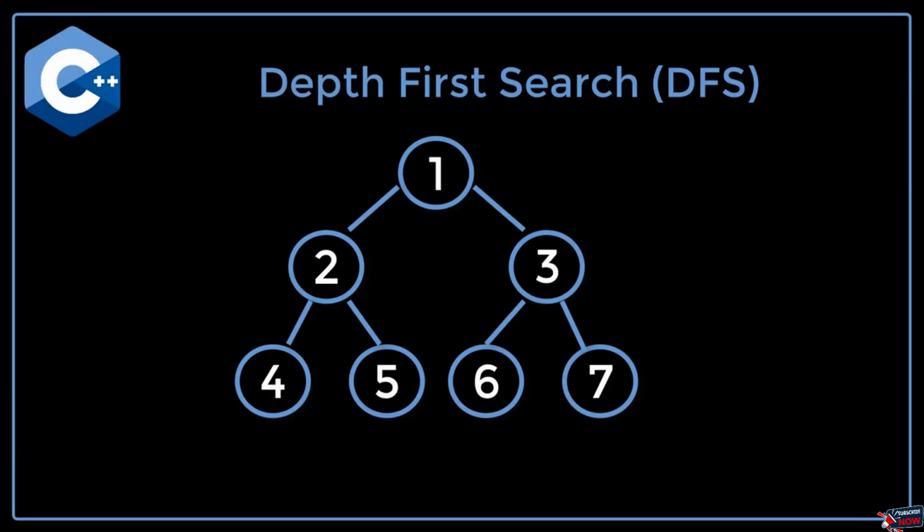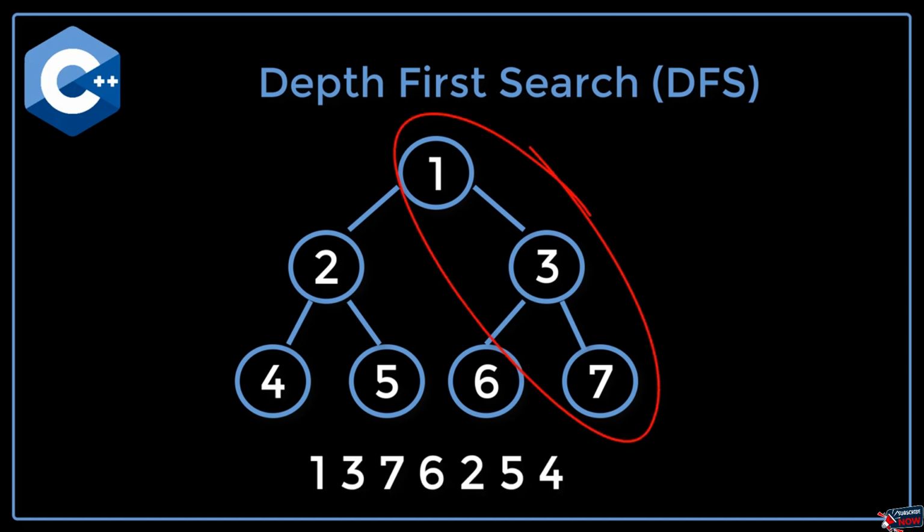In this video, we will learn about the depth-first search algorithm and how to implement it using C++ code. With a depth-first traversal, the child nodes are visited before the neighbor nodes. For example, the traversal would start at the root 1. Then it would visit 3, 7, 6, 2, 5, and 4. When implementing a depth-first search algorithm, a stack is commonly used since stacks exhibit LIFO, last in, first out.